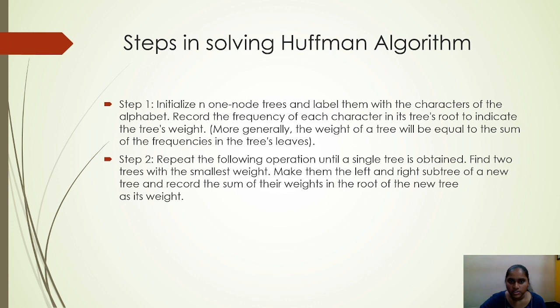Step 2. Repeat the following operation until a single tree is obtained. Find two trees with the smallest weight. Make them the left and right subtree of a new tree and record the sum of their weights in the root of the new tree as its weight.